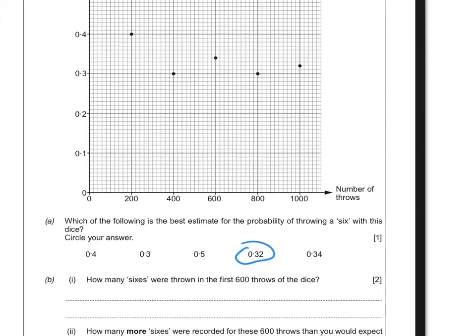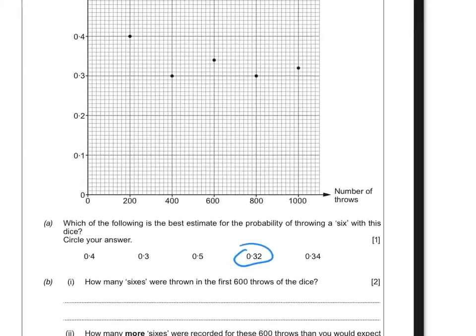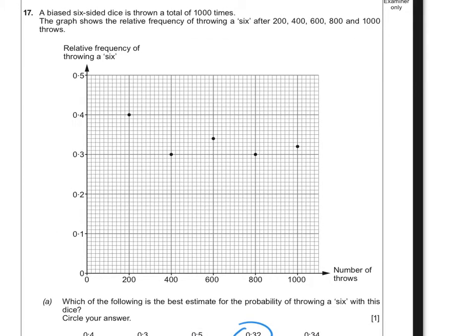For part B, part 1, how many 6s were thrown in the first 600 throws of the dice? For this, we need to look at what the result was for 600 throws. We need to see what the relative frequency was. And you just need to remember this little formula for how relative frequency is worked out. Whatever the result was, when we divided it by 600, we got the relative frequency of 0.34. So we need to rearrange this to find x. In this example, x is going to be the result of 0.34 times 600.